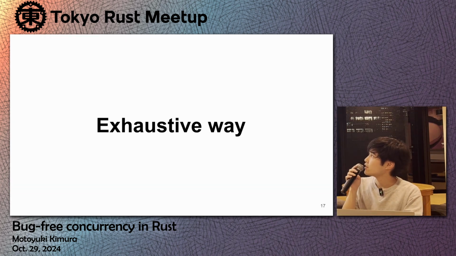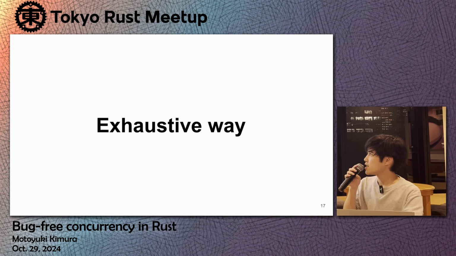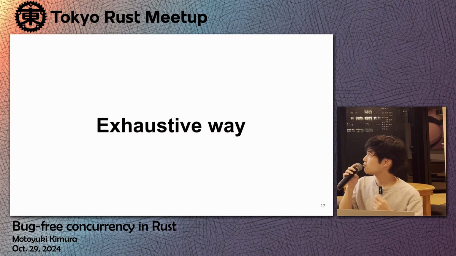So what is an exhaustive way? What does this mean in this context? In this context, an exhaustive way means, instead of testing a limited number of cases like traditional unit testing, trying to explore all logically possible execution paths.